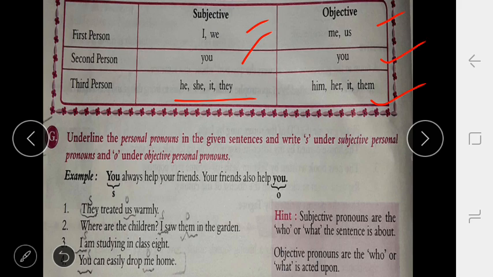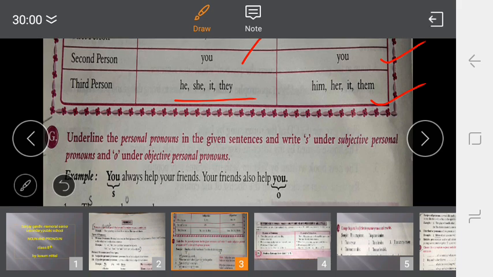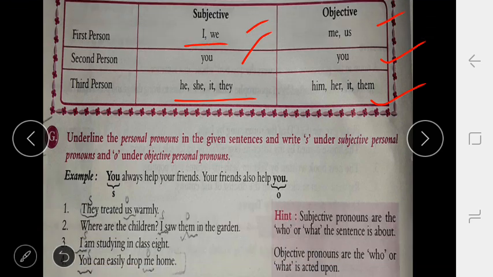Now look at your exercise G. They treated us warmly. Here, they and us are both pronouns, and they is used as subjective and us is objective. So put s on they and o on us. Now look at the second one. Where are the children? I saw them. Here I is the subject, so put the s, and them here is the object, so put o on them.